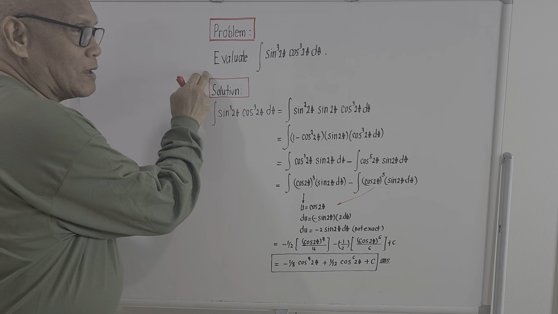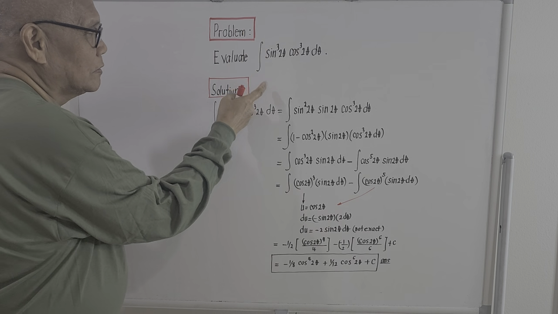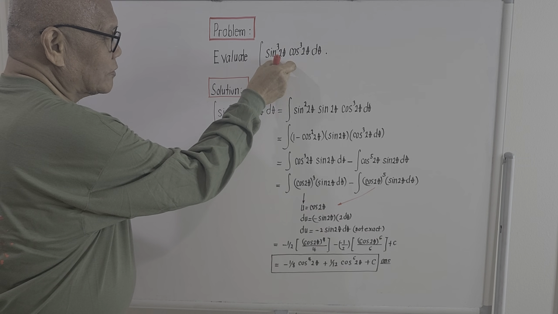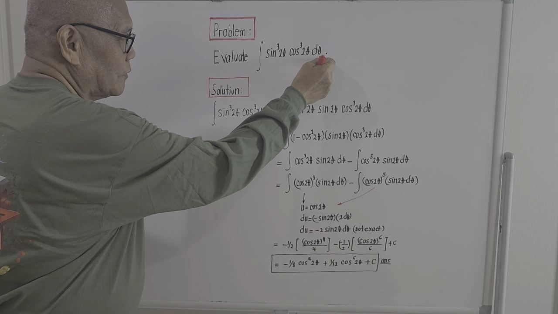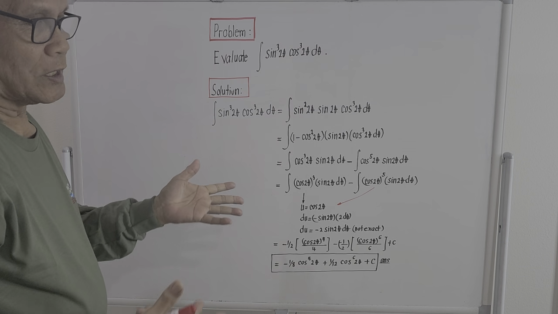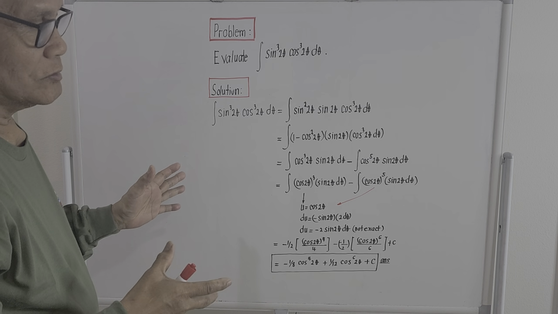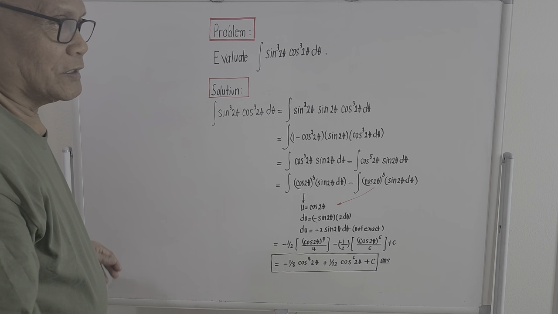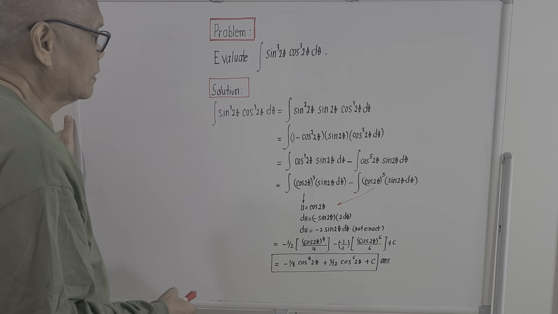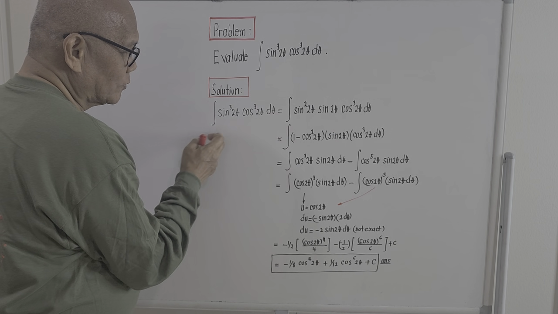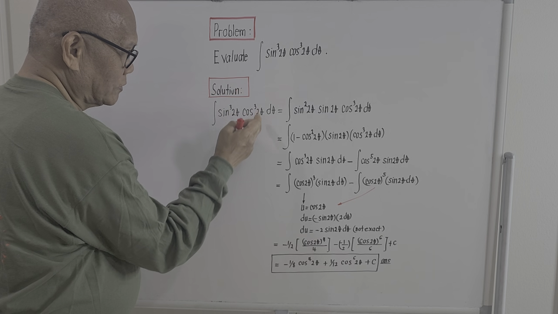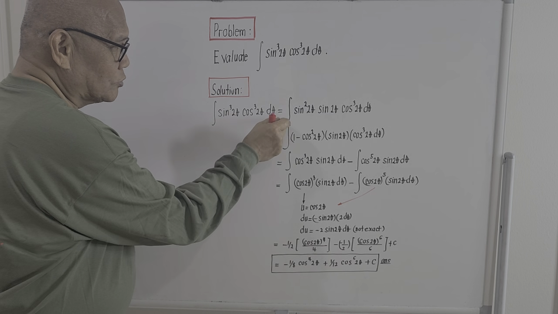Okay, evaluate the integral of sine cube of twice theta times cosine cube of twice theta, differential theta. We are asked to evaluate the solution of this one. Okay, let's try to bring out the solution. Rewriting the given integral, that is sine cube of 2 theta, cosine cube of 2 theta, differential theta. And they should be equal to.